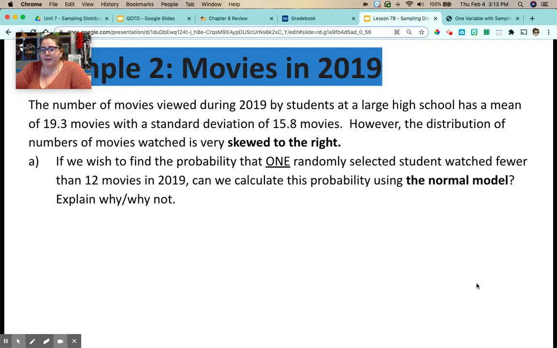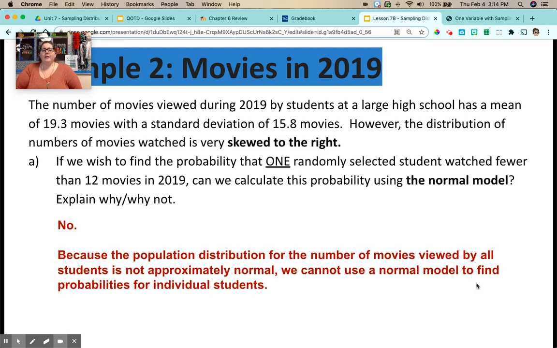One student is not a sampling distribution. Or if you wanted to think of it as a sampling distribution, the sample size is 1. So with one student, we're dealing with the original population distribution, which is not normal. It's skewed to the right. So would it be appropriate to use the normal model here? No, because our population distribution is not normal. So we can't use that model to find probabilities for individual students.